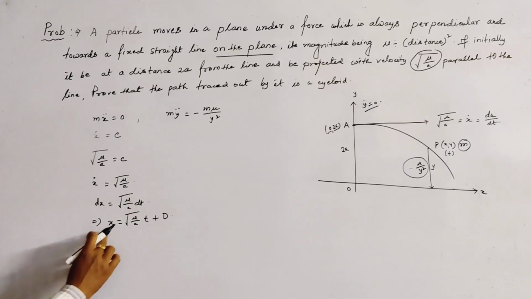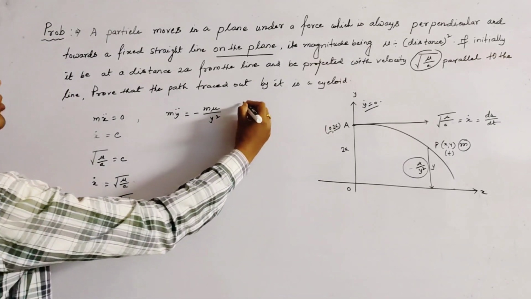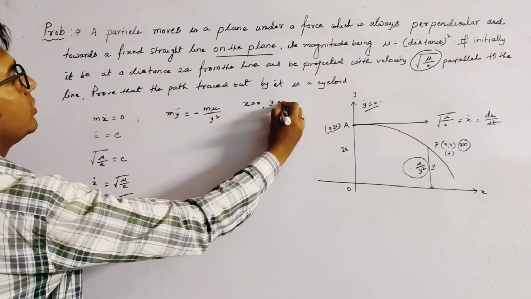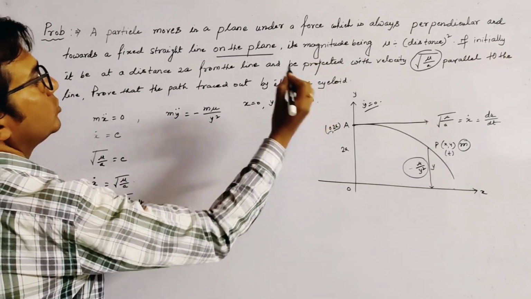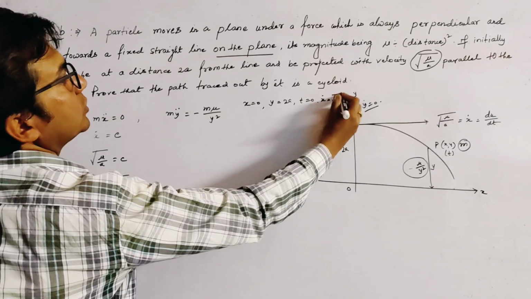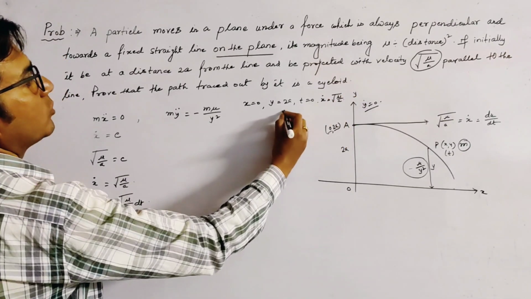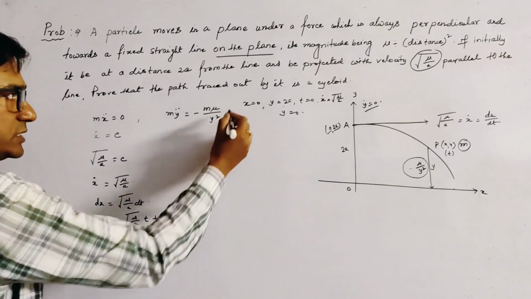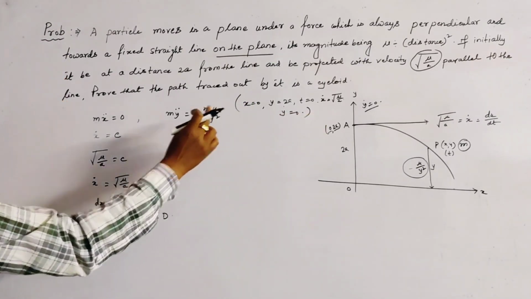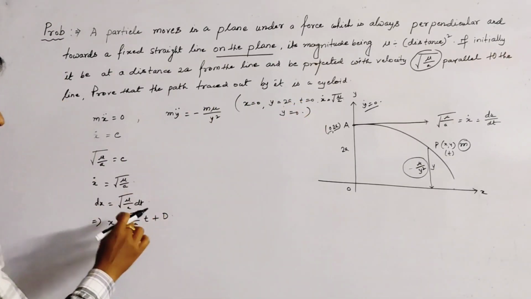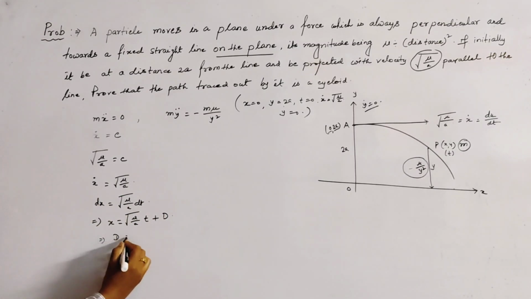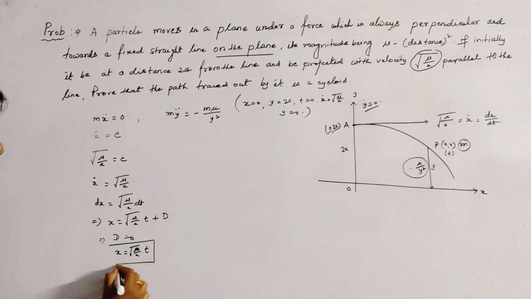The initial conditions are x equal to 0, y equal to 2a, t equal to 0, x dot equal to root mu by a, and y dot equal to 0. Putting x equal to 0 and t equal to 0, we get d equal to 0. So we get the relation x equals root mu by a into t. This is an important relation to find the curve.